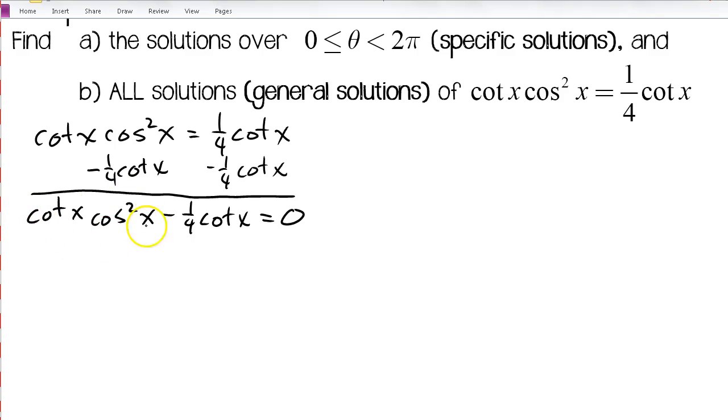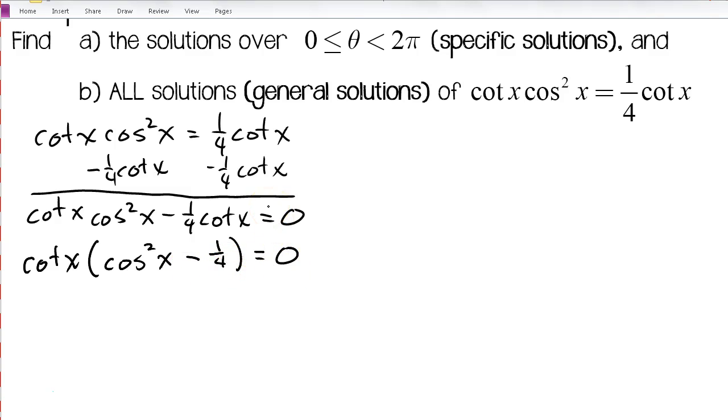I have this first term, cotangent x cosine squared x, and I have this second term, 1/4 cotangent x, and they both have a cotangent x in common, and I'm going to go ahead and factor that out. So cotangent x, when I factor it out of the first term, I'm left with cosine squared x, and when I factor it out of the second term, I'm left with 1/4, and that's going to equal 0. So now I have a product. I have cotangent x times cosine squared x minus 1/4 is equal to 0.